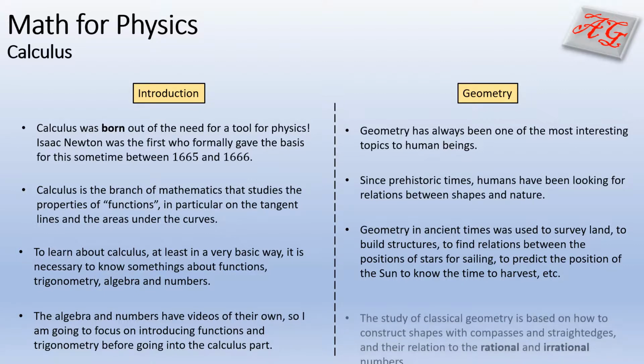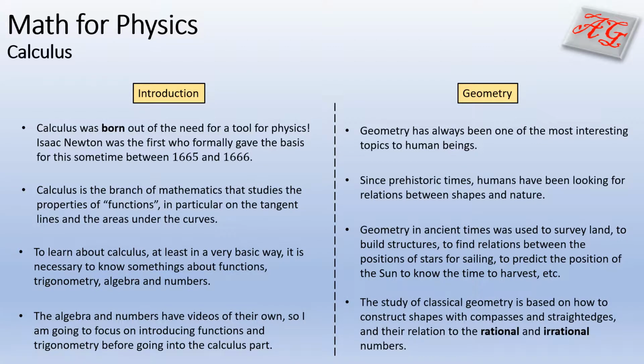And now, the study of classical geometry is based on how to construct shapes with compasses and straight edges and their relation to rational and irrational numbers. It is important to stress that we are not going to use calculus techniques to study geometry. That is called differential geometry, and even if we wanted to, we do not have the tools to do so yet.